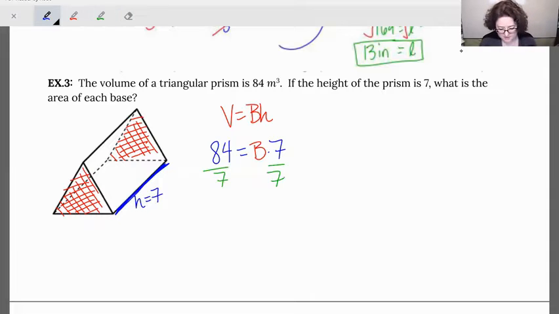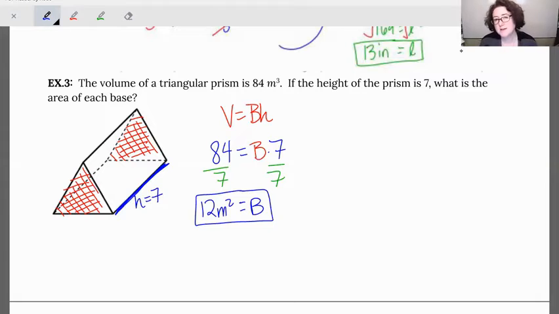that will leave me with, let's see, 84 divided by 7 gives me 12. That's not too bad. Now that is an area. So if our units on this one are meters, then the units for the area of the base should be meters squared. So let me update that. So 12 meters squared. Not too bad.